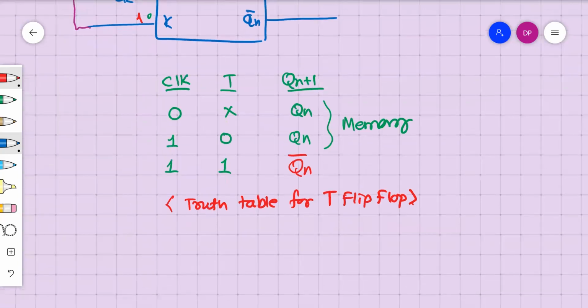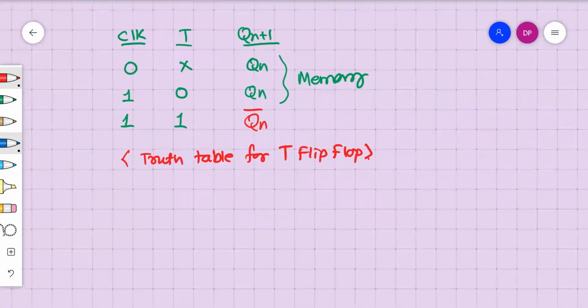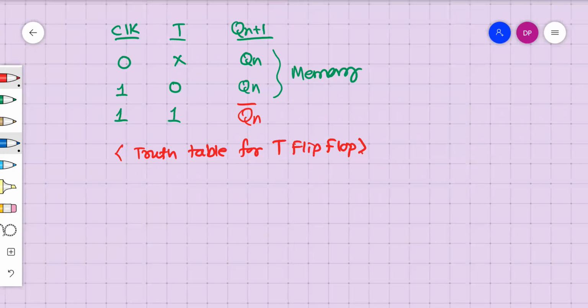Now you can make the characteristic table out of this. To make the characteristic table, what we require is the present state of the output along with the present input, and what will be my next state.